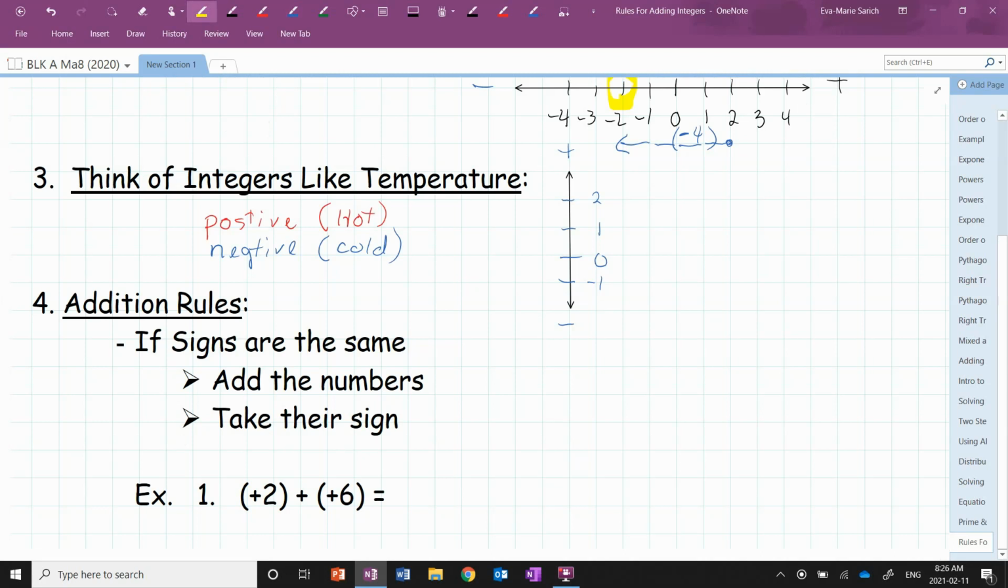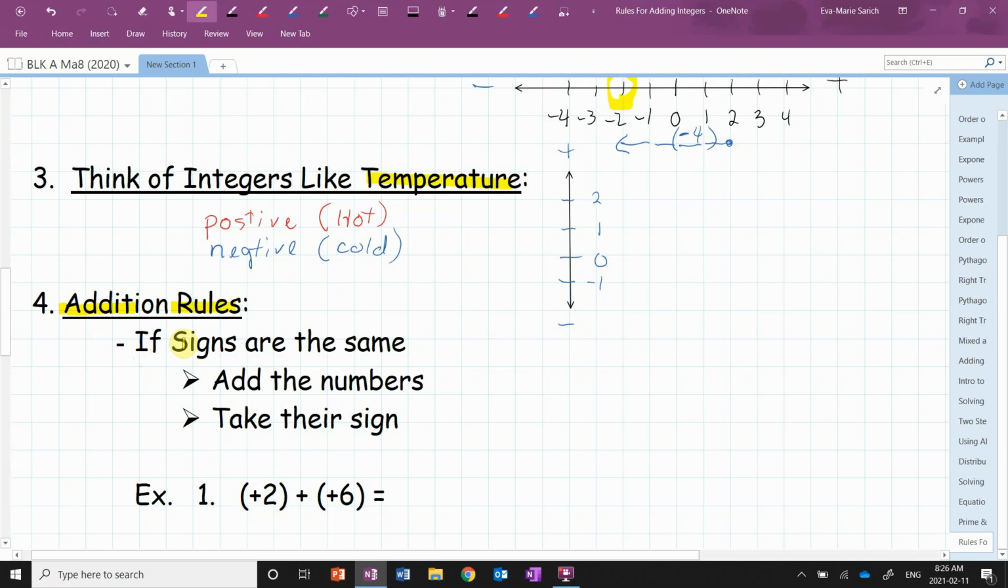So drawing number lines takes up a lot of space and it's quite slow. So there's another way to add integers that's a little bit faster if you can just remember the rules. And thinking about temperature is going to help us in doing this, okay? So addition rules. So there's a first rule here.